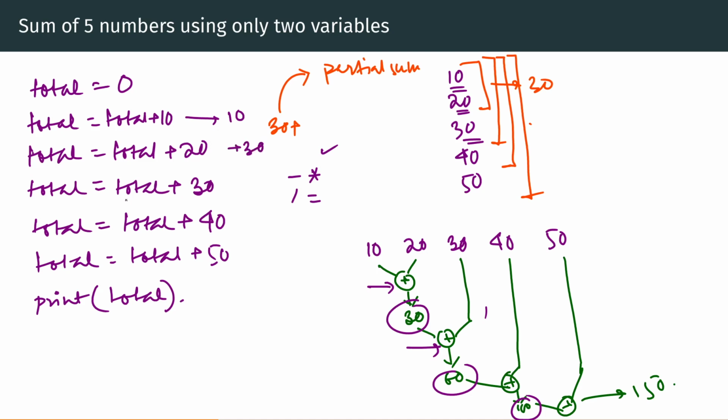Then it was 30, and then you added 30 more, now it's 60. In this statement it was 60, and then you added 40, so now it's 100. And here it was 100 and you added 50, so now it's 150. So by the end of these 5 statements, your total would be 150, right?